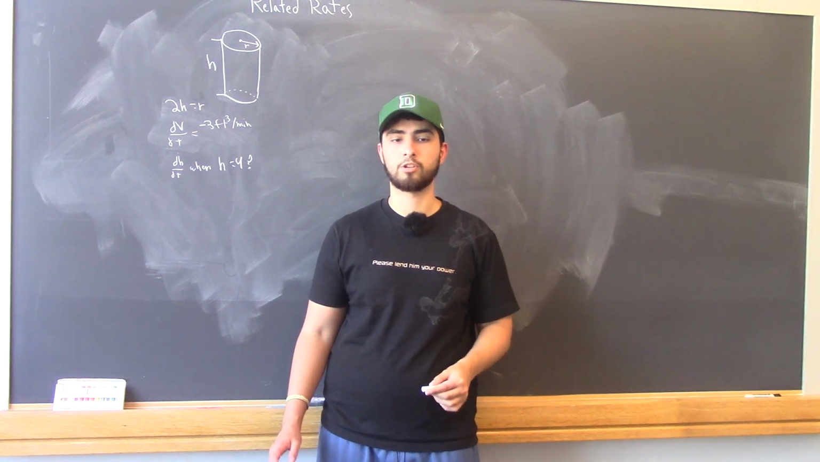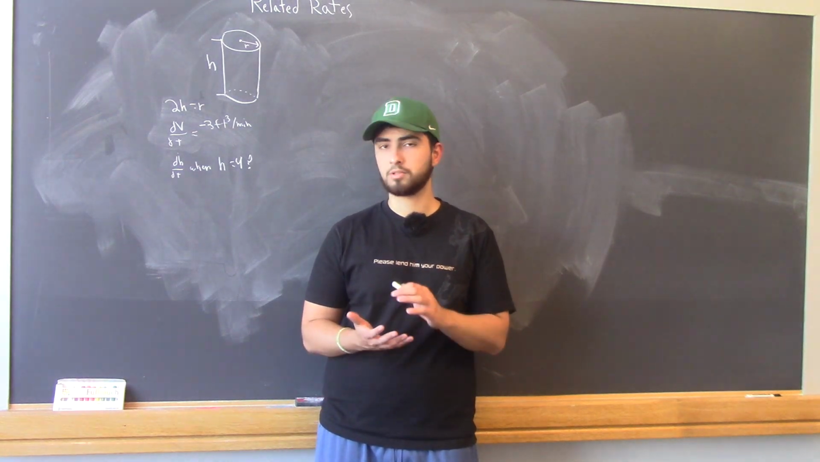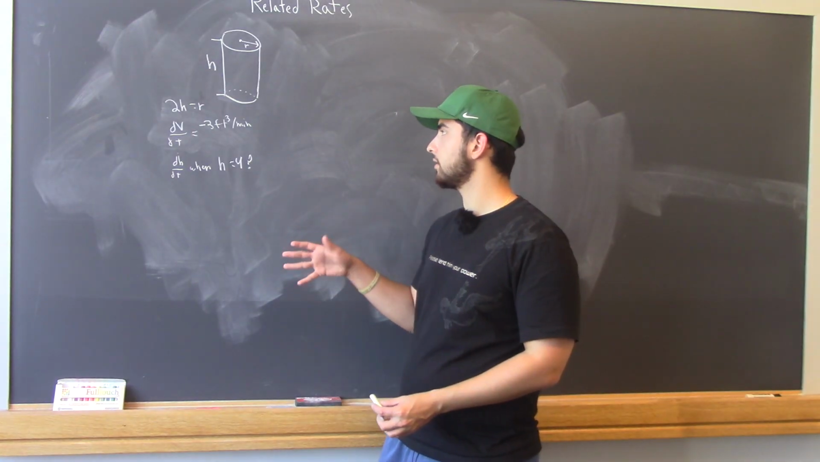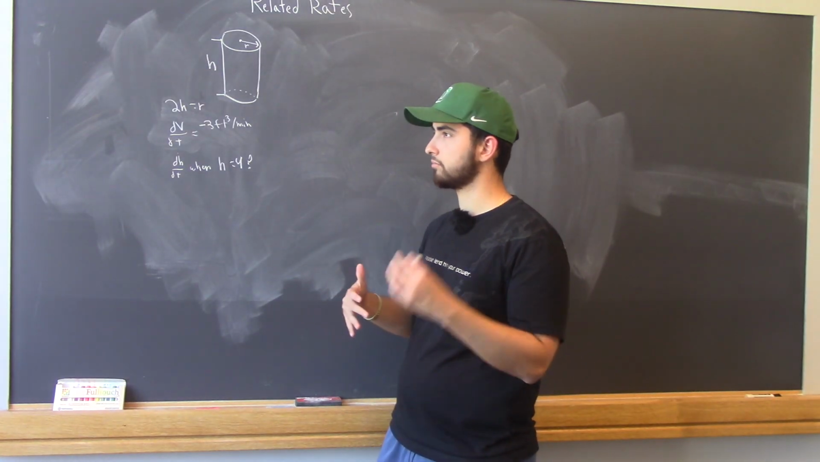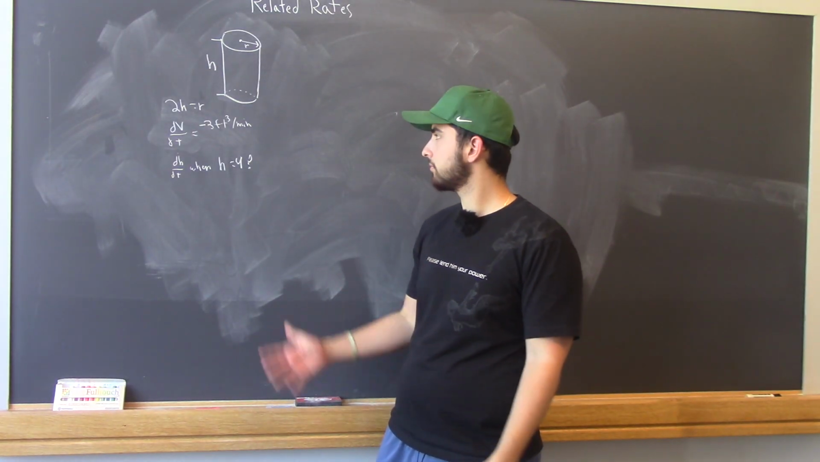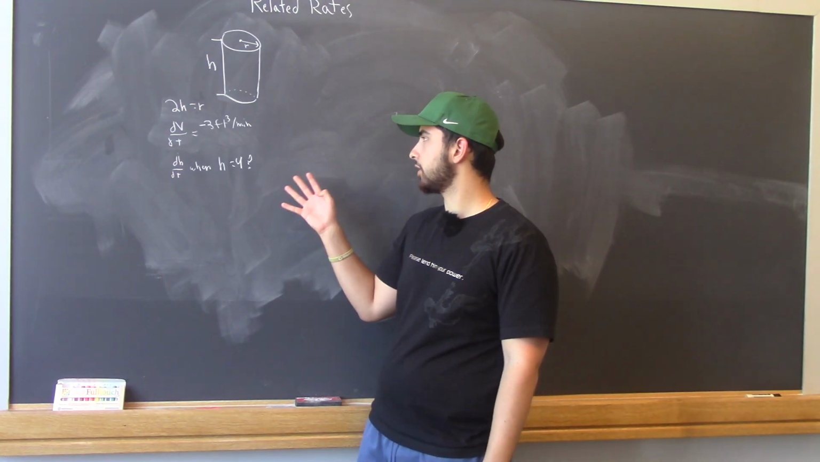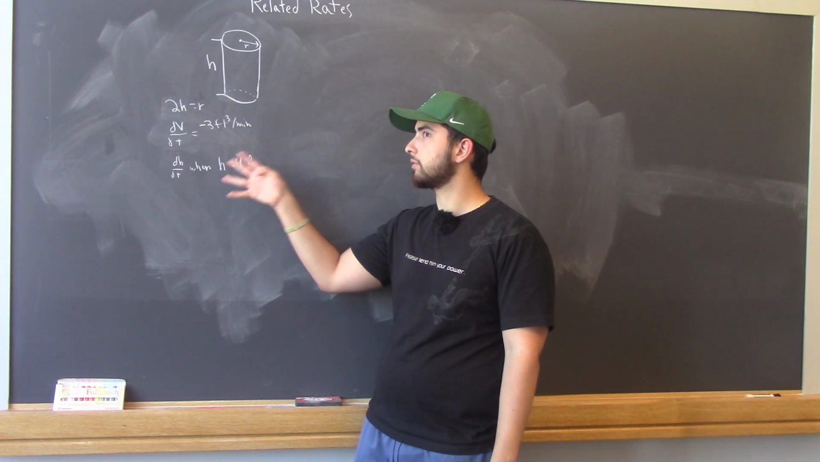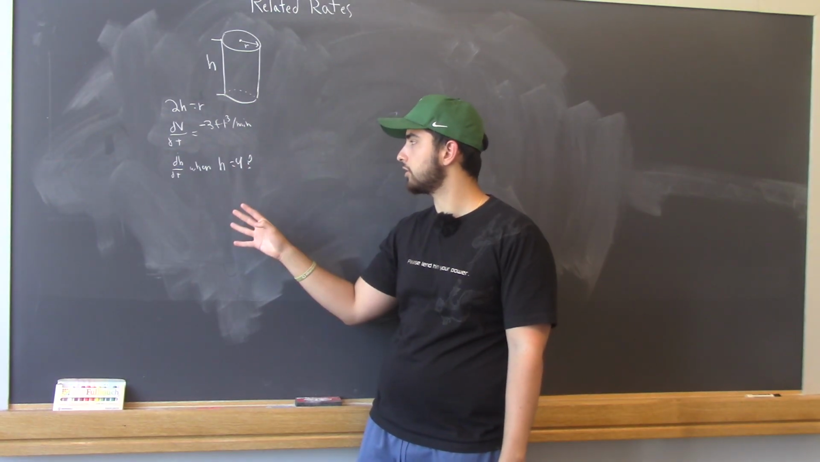All right, and now here's our last example. Say we have some cylindrical water tank, right? Such that the height is half of the radius. So double the height, you get the radius, right? We're told that the change in volume over change in time is -3 cubic feet a minute, and we want dh/dt when h equals 4.